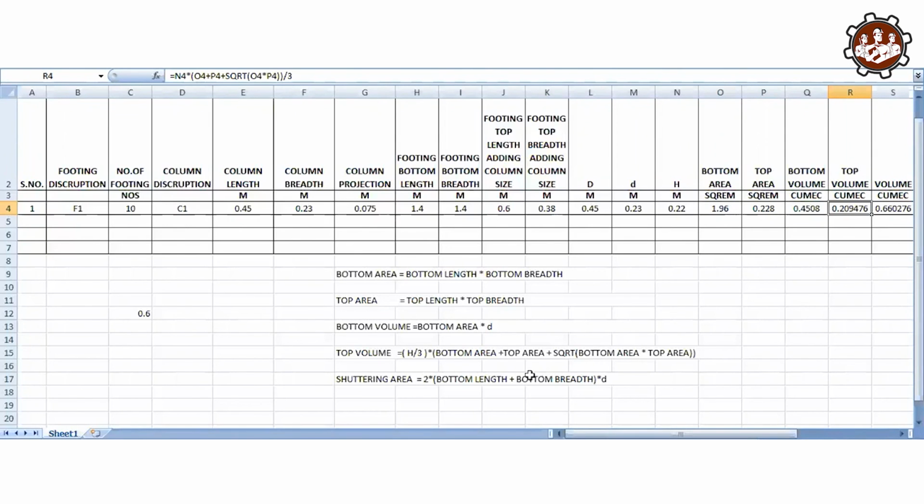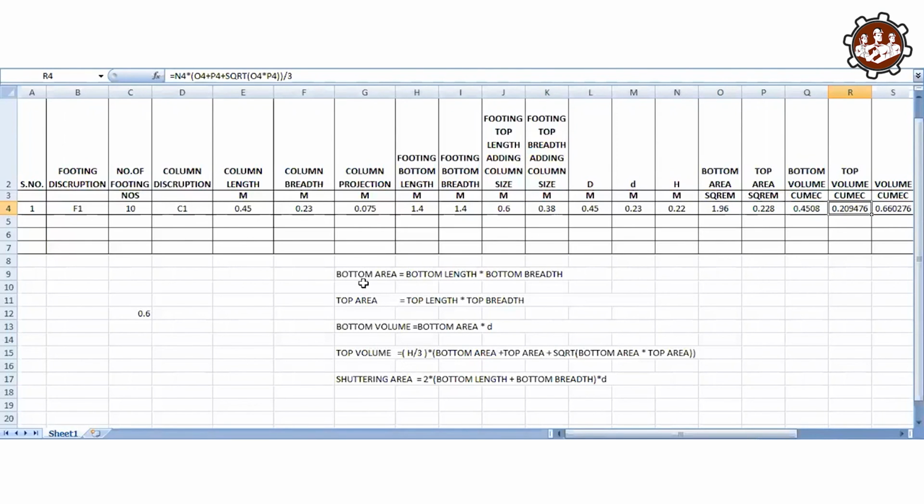Okay, so this is the formula for the tapered section: h by 3 times (bottom area plus top area plus square root of bottom area into top area). We already calculated all these things here. This is the bottom area, this is the top area, and this is the h, so we directly put them in the formula.